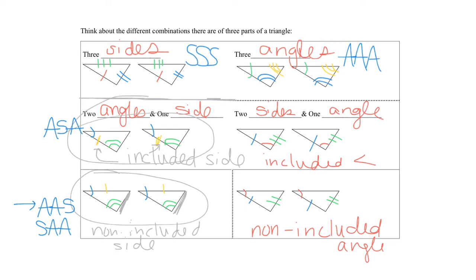Where down here, we're seeing an angle and then an angle right next to it and then the side, right? That side is not in between them. It's not the side that connects them. So you could either call it side, angle, angle, or angle, angle, side. Let's look at how we're going to name the ones on the right.